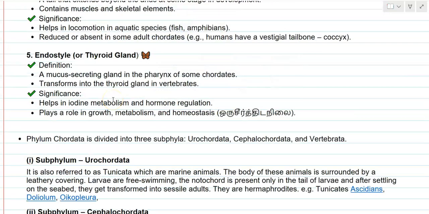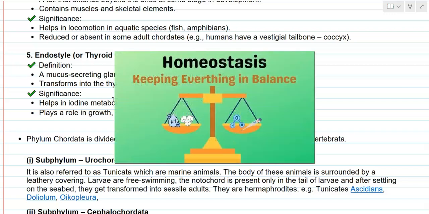The next one is the endostyle, or the development of a thyroid gland in the chordate group of organisms. They are mucus secreting glands located in the pharynx region of chordates. They transform into a thyroid gland in the vertebrate group of organisms. Their significance is that they play a role in iodine metabolism and hormone regulation. Apart from that, they also have a role in growth, metabolism and maintaining homeostasis in the animal.